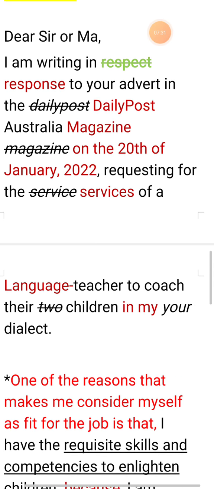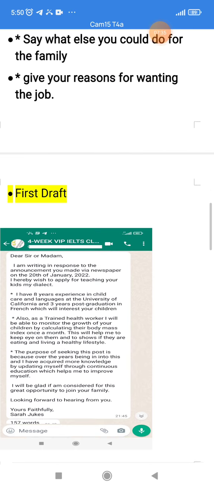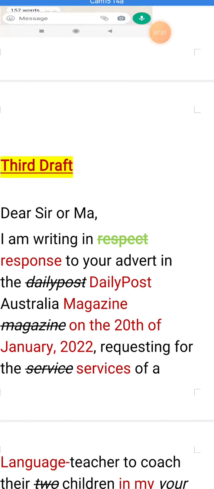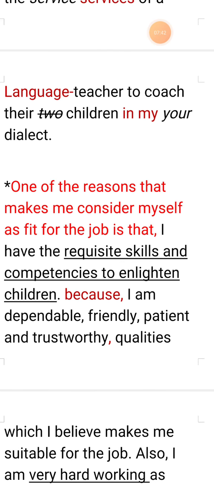Now, moving on to the first bullet point. The first bullet point question says, explain why you think you will be suitable for the job. This is like asking you to sell yourself. So what is the reason you want the job?